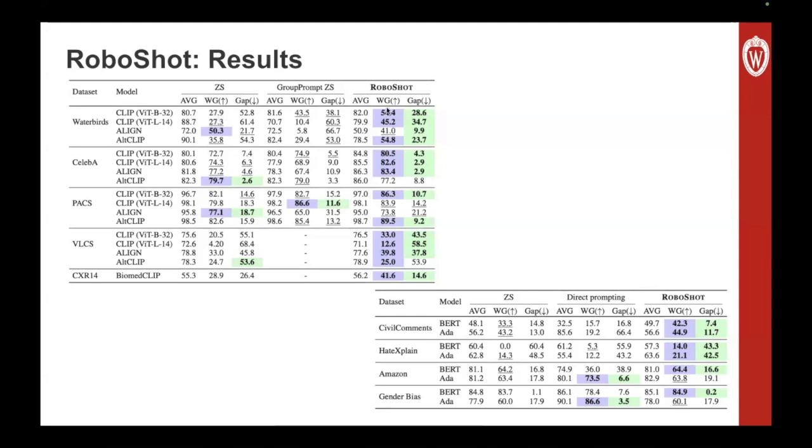But when we see RoboShot here, not only do we slightly improve the average accuracy, we also improve the worst group accuracy by almost 30%. The classification that we do here doesn't really look into the spurious correlations anymore. Also, on top of trying this classification on CLIP, we also try it on textual data. So we use a BERT model and also an ADA model, and then we do sentiment classification. And also on the textual task, our RoboShot method works well.